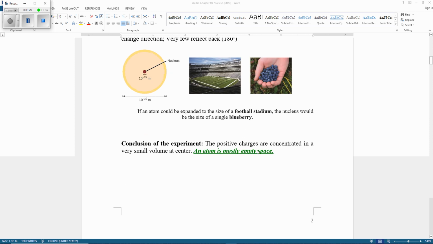So please remember this important conclusion. The positive charge is concentrated in a very small volume at the center. An atom is mostly empty space. There's nothing for the most part. So that's very important.